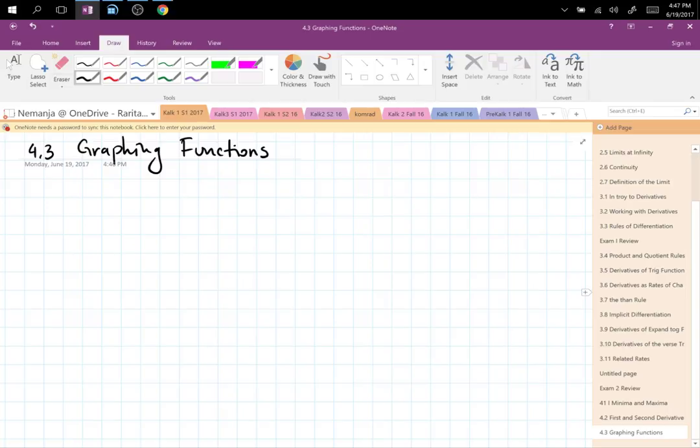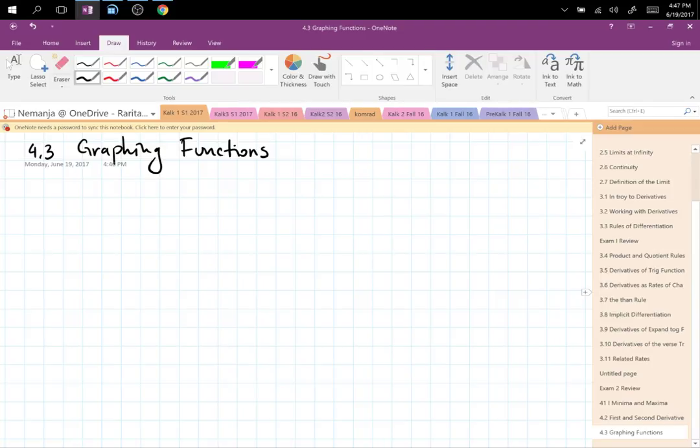Hello and welcome back to Calculus 1. Today we are talking about graphing functions, which will definitely help since we have a no calculator policy. Many other schools have a no graphing calculator policy during exams.